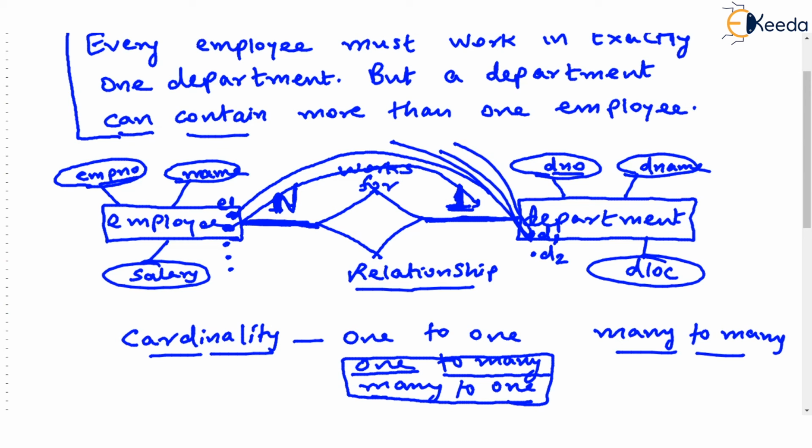Just check. That means if you ask any department, how many employees do you have? There can be more than one. I know that the diagram has become a bit messy, but your teacher has done this to explain what is n and what is 1. Ask D2, how many employees you have? D2 will say, I have many employees. Look at that, many employees.